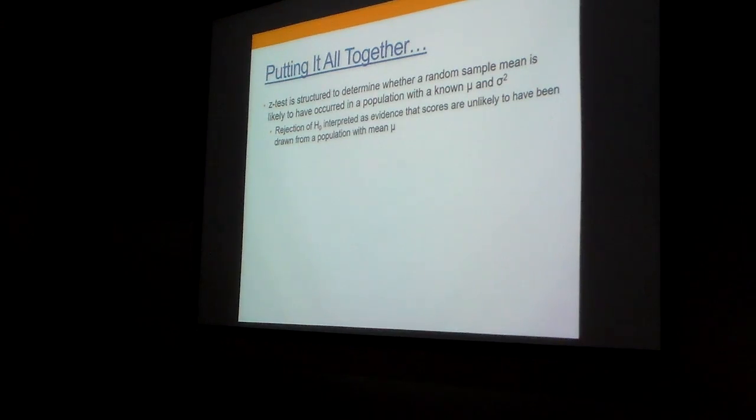If we fail to reject, we say, well, we don't know if undergraduates are systematically higher achieving or lower achieving than the general population. We just don't know, right? Okay.